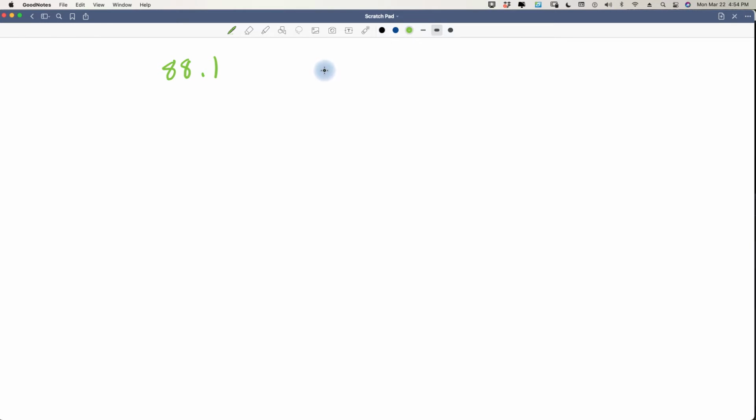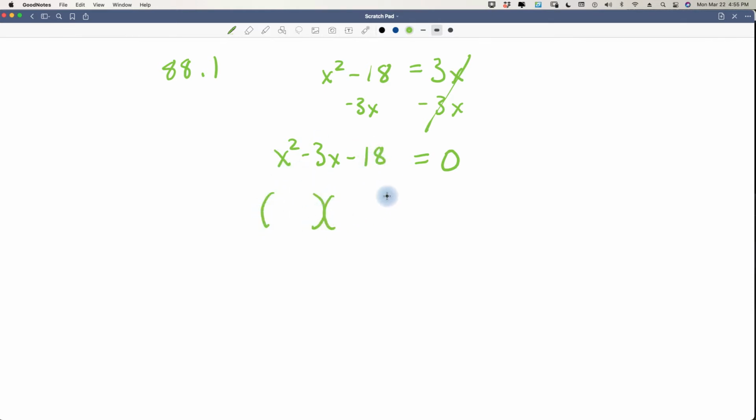So we're going to use the factor method to find the roots of x squared minus 18 equals 3x. The first thing we're going to do is subtract 3x from both sides to get it into the format that we need. We cancel this out, so that equals 0. Then we rewrite this in descending order: x squared minus 3x minus 18. Now we're going to factor this. Remember how we factored it? We set up two sets of parentheses, and we're just tacking equal 0 onto the end of it.